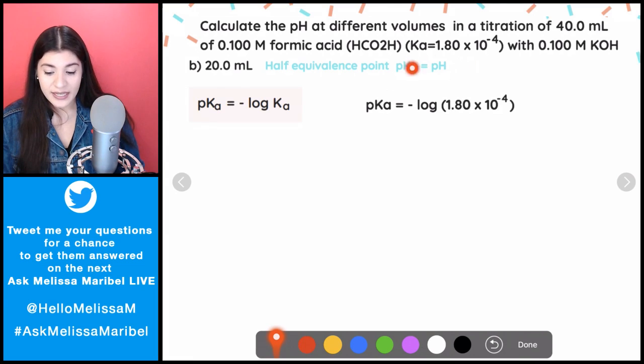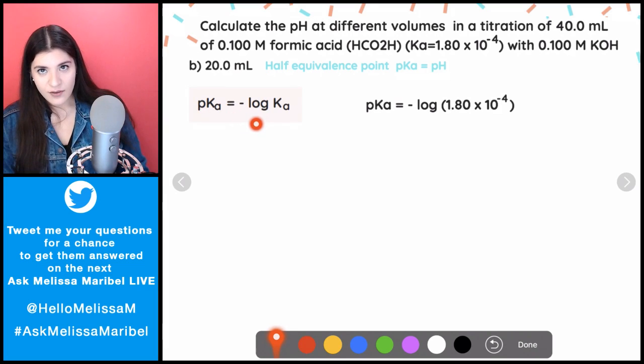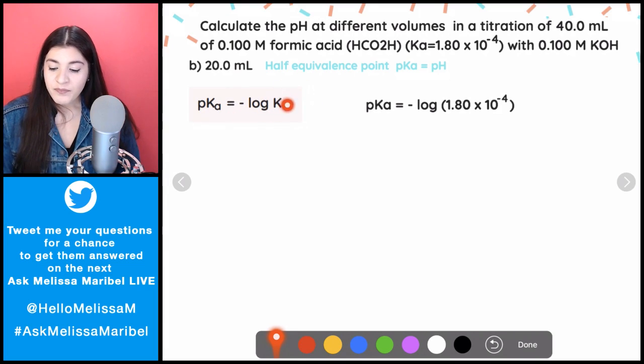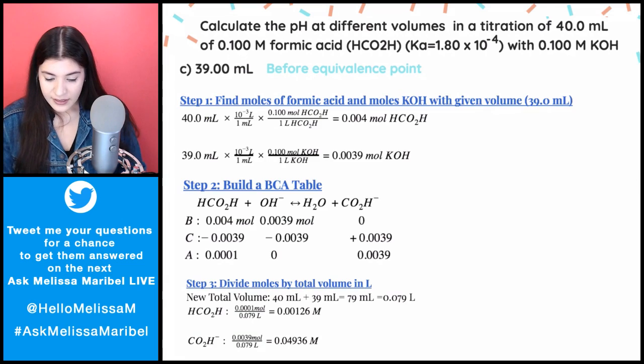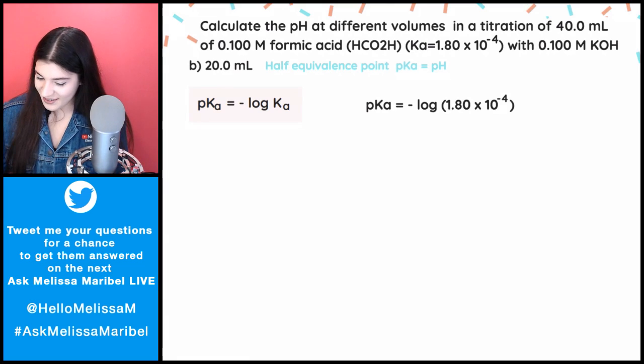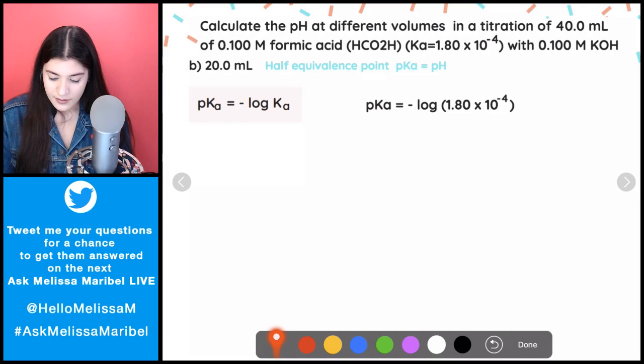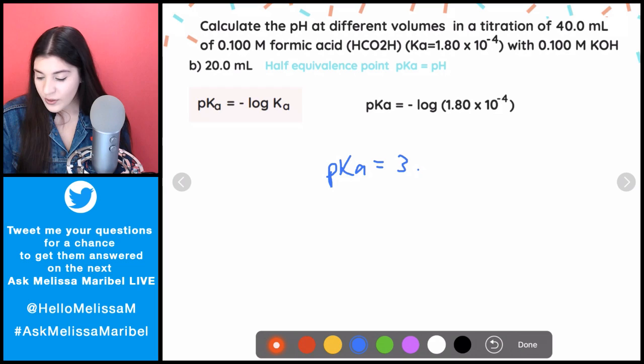equal to pH. So if I figure out what my pKa is, and we have our Ka, all I have to do is plug that into this formula where pKa is equal to the negative log of Ka. So I'll plug it into my calculator. So negative log of 1.8 times 10 to the negative 4, there it is. Okay, so our pKa is then going to be equal to 3.74.